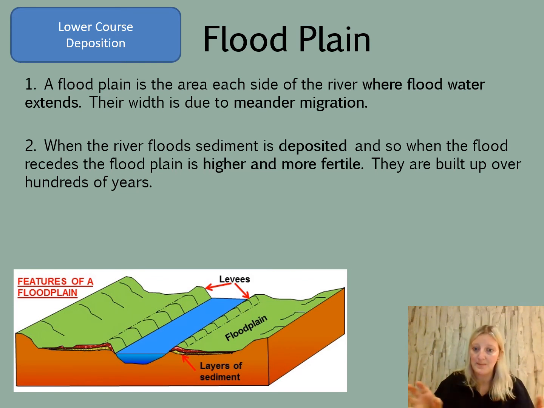When the river floods, it's not just water that's coming out of the river channel, it's sediment within that water that is taken out, and energy is lost very quickly because it's going from that deep river channel out into the shallow floodplains, and so the sediment it's carrying is often deposited. And so as floods keep reoccurring, the floodplain becomes higher and higher, but also the land becomes more and more fertile. So over hundreds of years that floodplain builds up, and that land very often is great for farming, for agriculture, for growing crops. Though obviously you've got flooding to contend with as well.